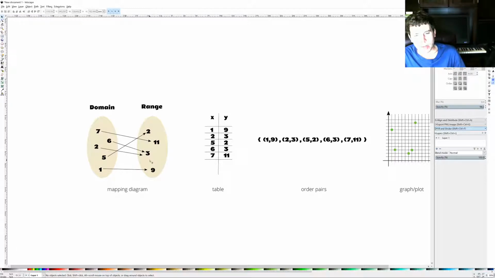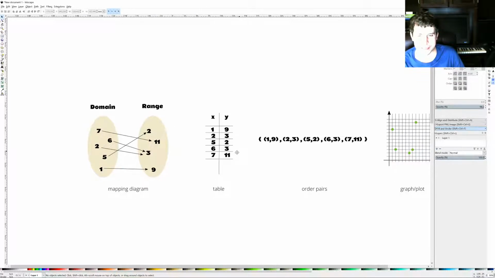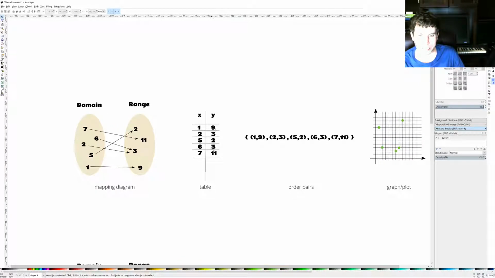Well, there's more than one way. We didn't have to use arrows. We could have used a table. So inputs on the left, outputs on the right. And there you see an example of the table. It is the exact same relationship that I have represented here with the mapping diagram.